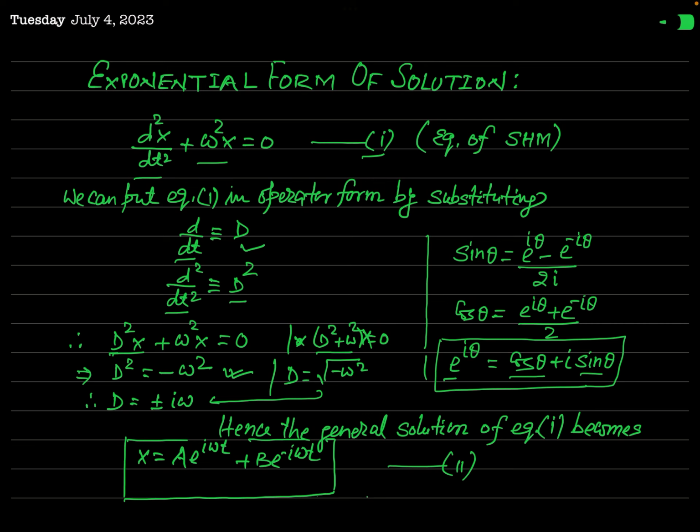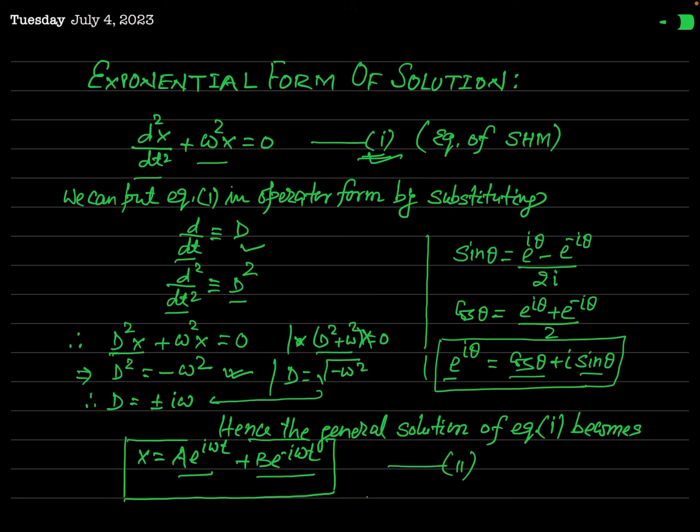And that's why the solution of this equation 1 is written as x equal to a e to the power iωt plus b e to the power minus iωt. Here again a and b are arbitrary constants. You can use c and d instead of a and b here too. So in exponential form, the general solution of this differential equation defined in 1 is written as x equal to a e^(iωt) plus b e^(−iωt).